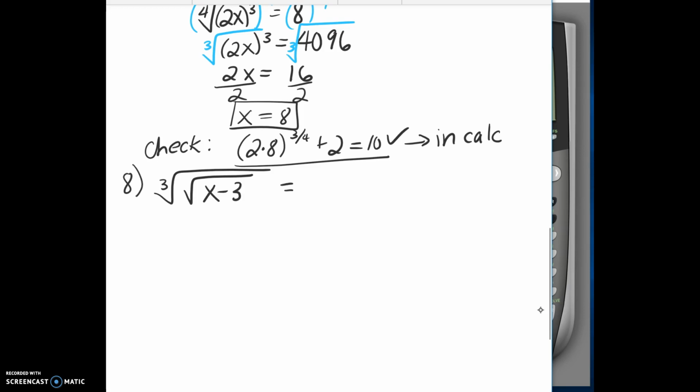This next one's kind of similar. You just have to keep getting rid of your different radicals. So our first step here would be to get rid of the cube root. We'll cube both sides. This is actually, I think, even a little easier than the first one. And then once we've cubed both sides, we're going to square both sides because we have a square root next. If you have 3 radicals, you would just have to do that same process 3 times.